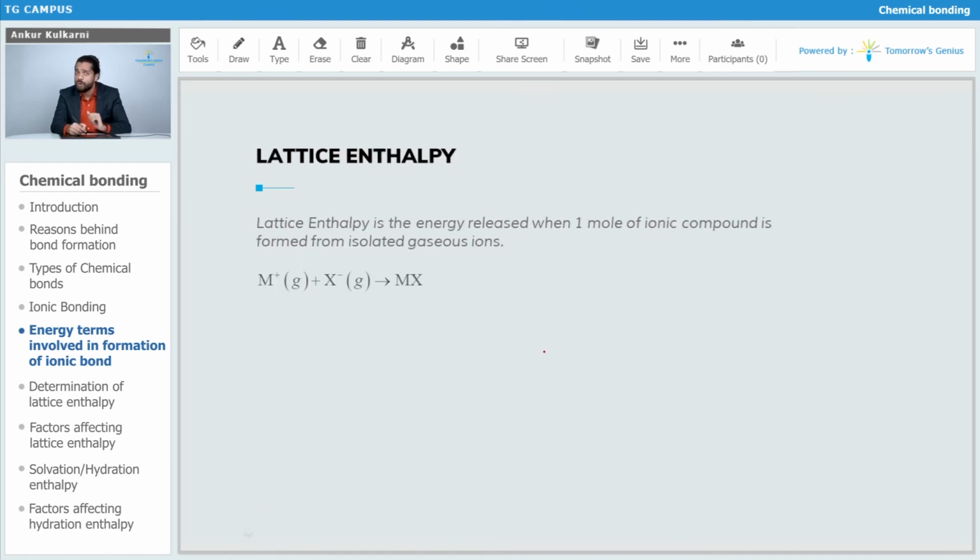Let's go ahead. Now, what is lattice enthalpy? After gaining and removing electrons, your atoms are in the ionic state, correct? That means you have cations and anions. Now this cation and anion come together to form a molecule, and this is your lattice enthalpy. Lattice enthalpy is the energy released when 1 mole of an ionic compound is formed from isolated gaseous ions. That means your gaseous ions combine to form a molecule, and the energy released is nothing but your lattice enthalpy. I hope this is clear now. Let's go ahead.